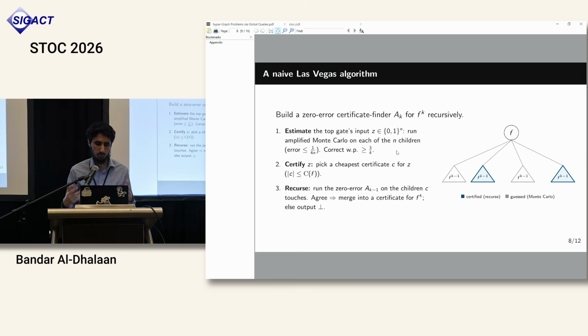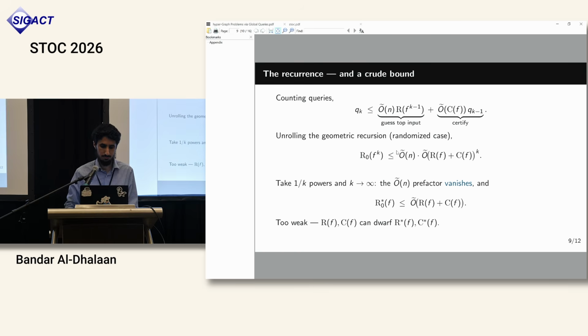And we want to get to a place where we can sort of zero all this out with composition limits. So let's count the queries here. Let q sub k be the total number of queries made by this certificate algorithm. You have two terms here. You have a polylog times R of f to the k minus 1. This was the cost of our Monte Carlo runs to find the estimates.